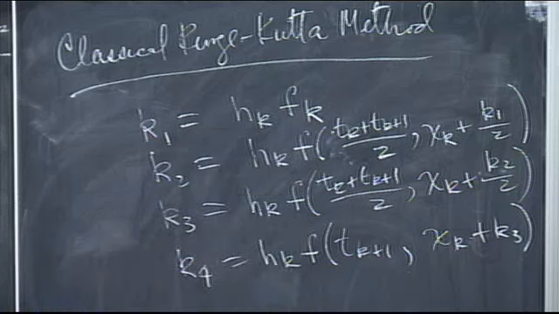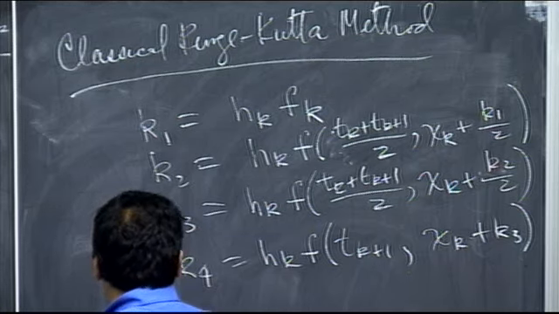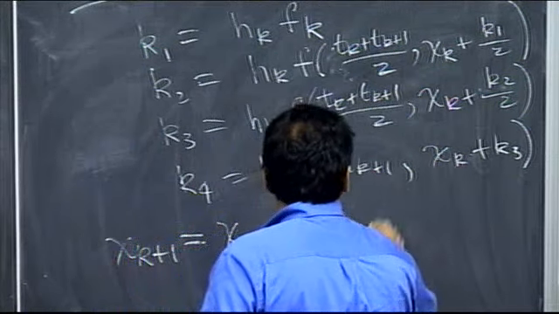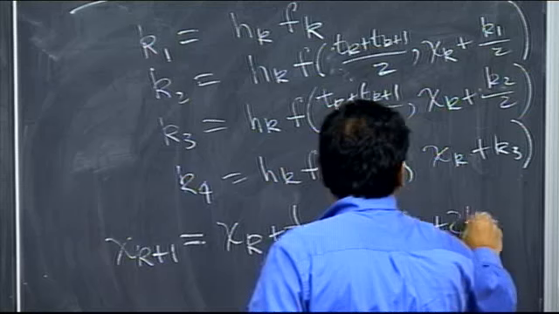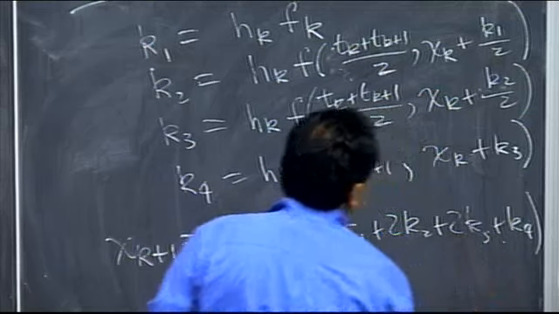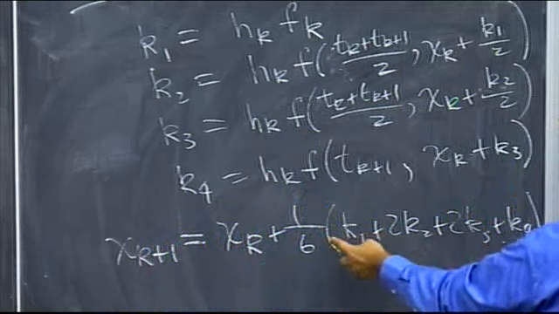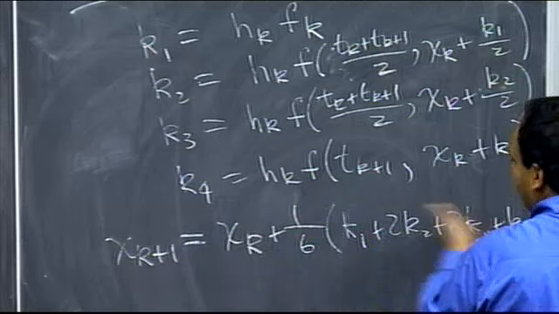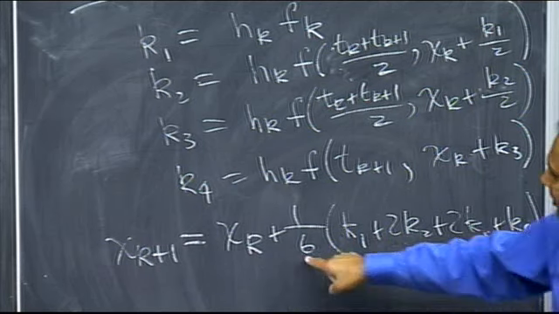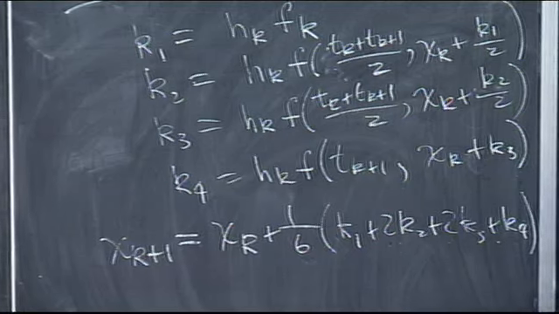Then you construct an average of these slopes, and you get the following result: xk plus 1 is equal to xk plus 1/6 times k1 plus 2k2 plus 2k3 plus k4. So you can see that you're weighting these different coefficients by a certain amount, and then you normalize the sum of the weights so that they wind up normalizing to 1. So it doesn't matter what the stage is. The sum of these coefficients has got to be the same as the denominator of the averaging factor in front.